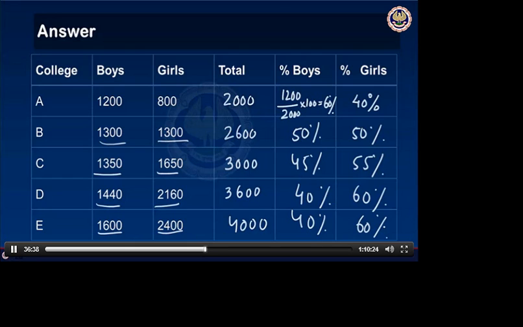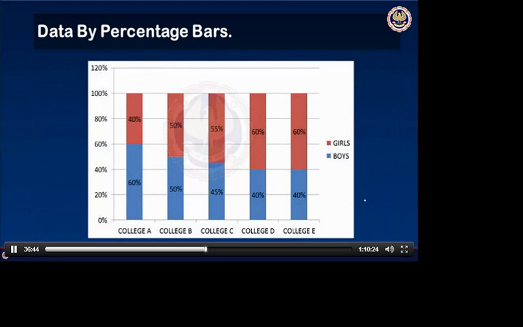So we can make percentage bars. So we'll now make a diagram like this. So if you look, this is data presented by percentage bars. So we have college A, college B, college C, college D, and college E. So here we'll have the percentages put. So all will be falling within 100%. So in the first college, we found that 40% are girls and 60% are boys. So 60% boys, which is here, and 40% girls. So we can make a percentage bar, which will represent the 60% are boys and 40% girls.